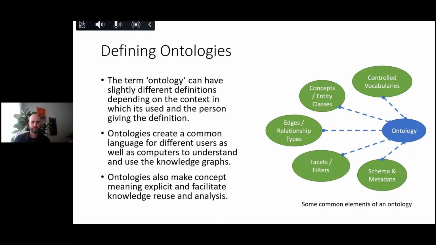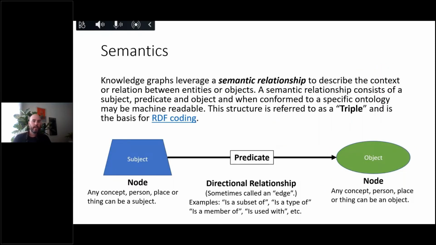Sorry, Mason, could you remind me what the acronym RDF stands for? So the acronym RDF stands for Resource Description Framework, and it refers to the coding. We'll talk about that in a little bit more detail. Thank you for that question, though. Yeah, I kind of brushed over that, but we'll look at some of the different ways in which knowledge graphs are coded. But yeah, RDF stands for Resource Description Framework. Great, thank you.